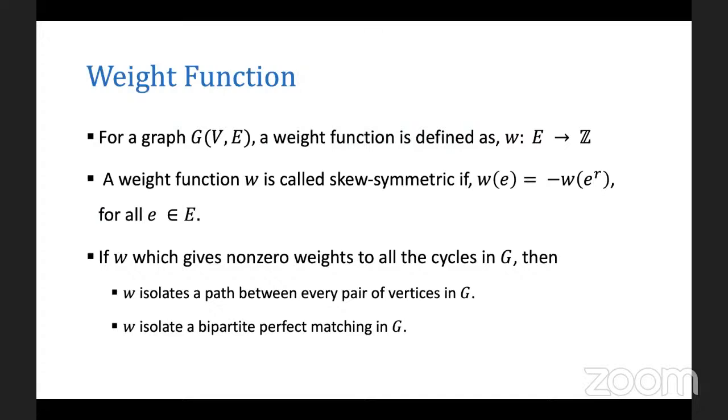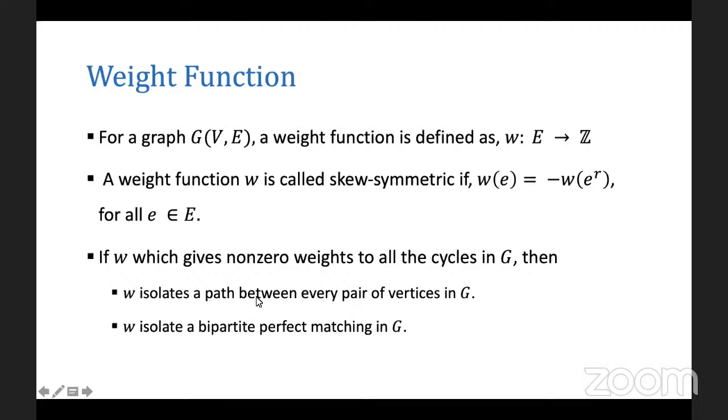Let me first define what a weight function is. A weight function is a function that assigns an integer to every edge in a graph, and we call a weight function skew-symmetric if for all edges in the graph, the weight of an edge E is equal to the negative of the weight of E reversed. Here, E reversed represents the edge E with its direction reversed. Now, we can argue that if we have a skew-symmetric weight function that gives non-zero weight to all the cycles in a graph G, then it will isolate a path between every pair of vertices in G, and it will also isolate a bipartite perfect matching in G.